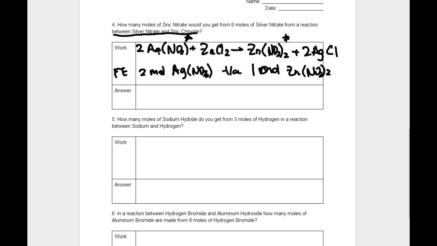So for the generic for every statement, what we see is for every 2 moles of AgNO3, we have 1 mole zinc nitrate. So what that means is that if this zinc nitrate is 6 moles, or I take that back, if the silver nitrate is 6 moles, you're multiplying by 3. What you would do to this side is also multiply by 3. What you end up with is 3 moles of the zinc nitrate.